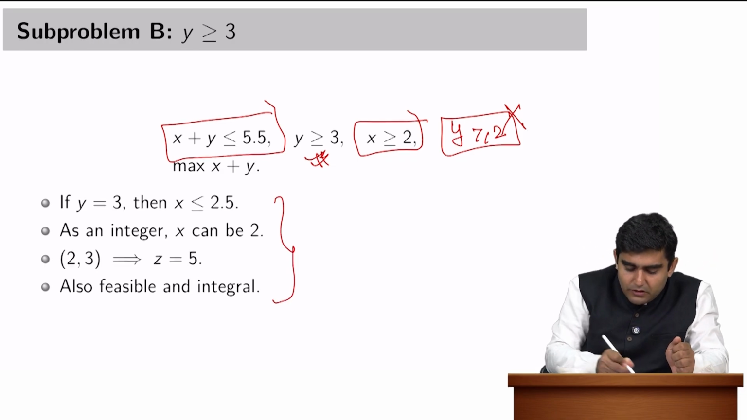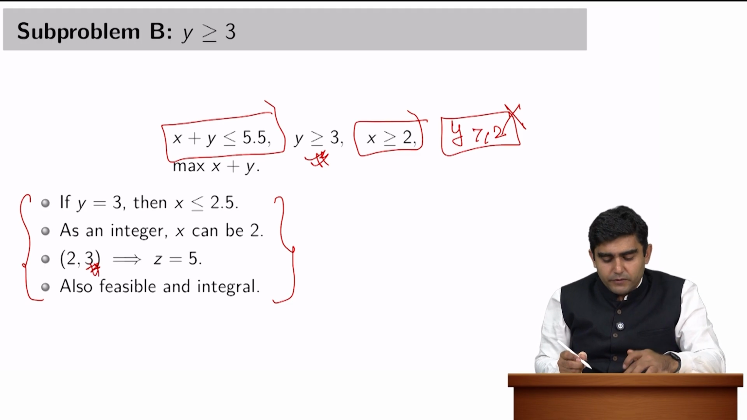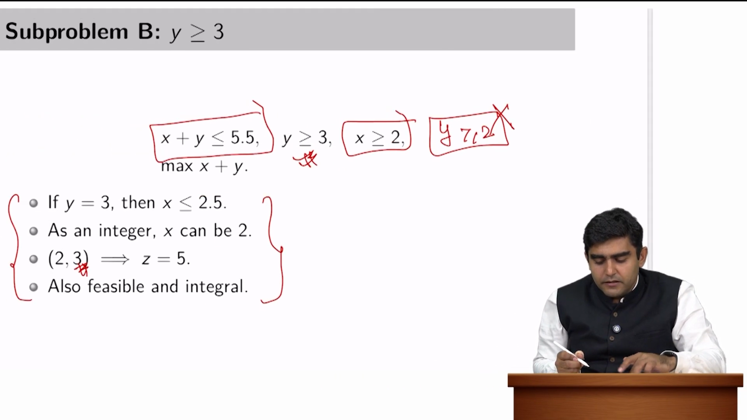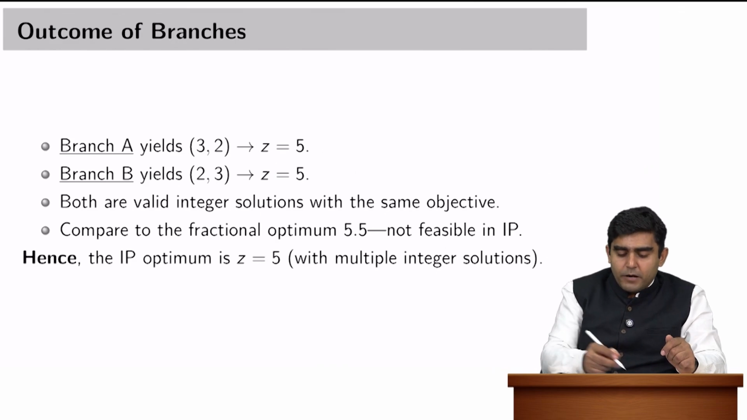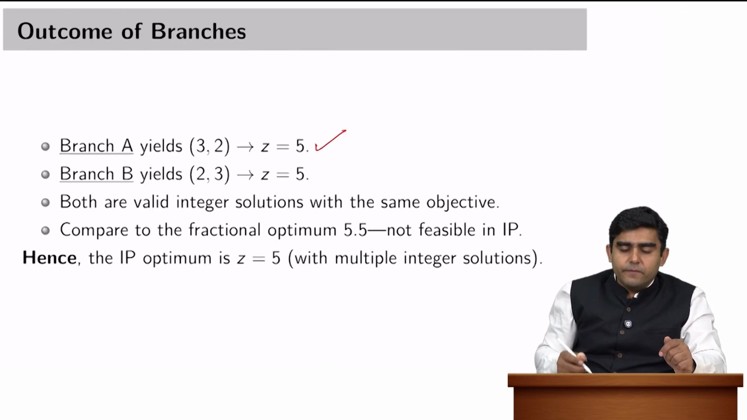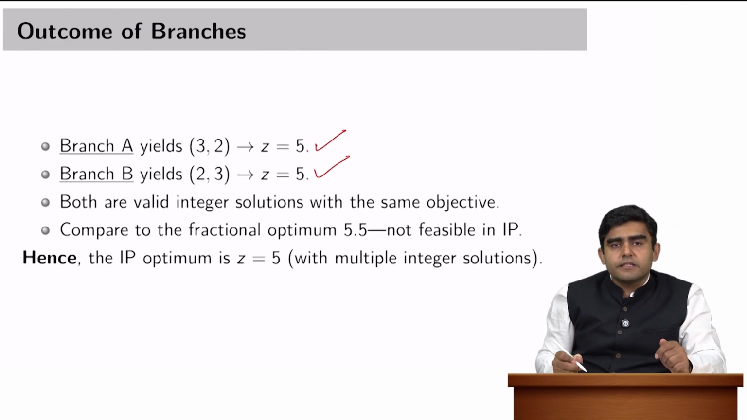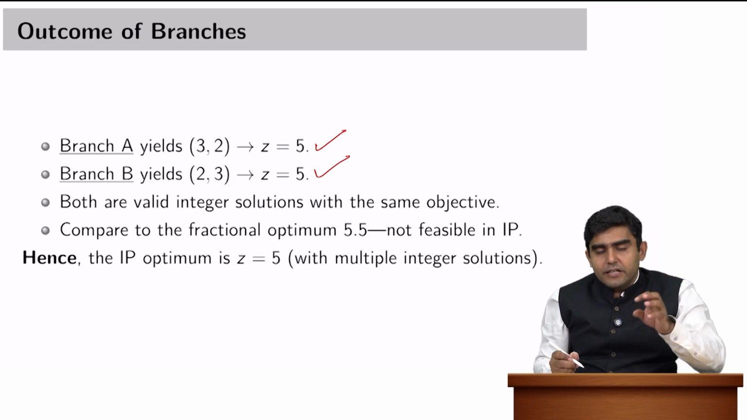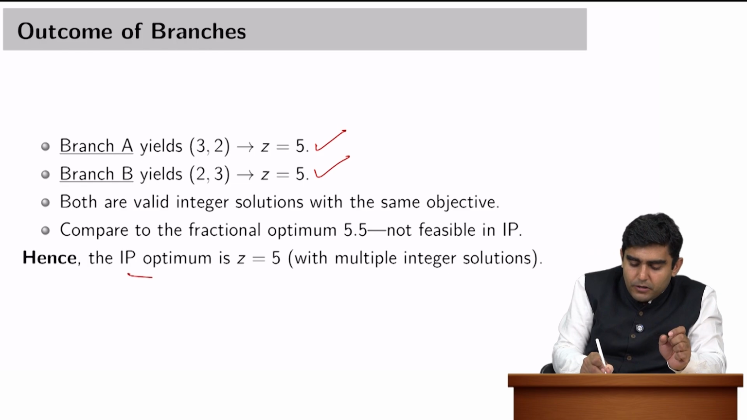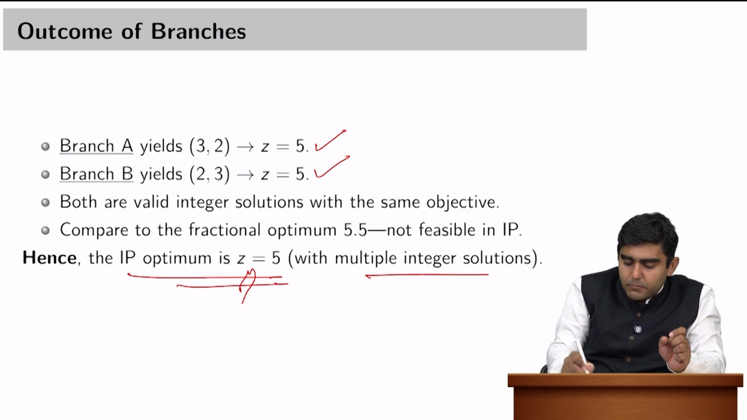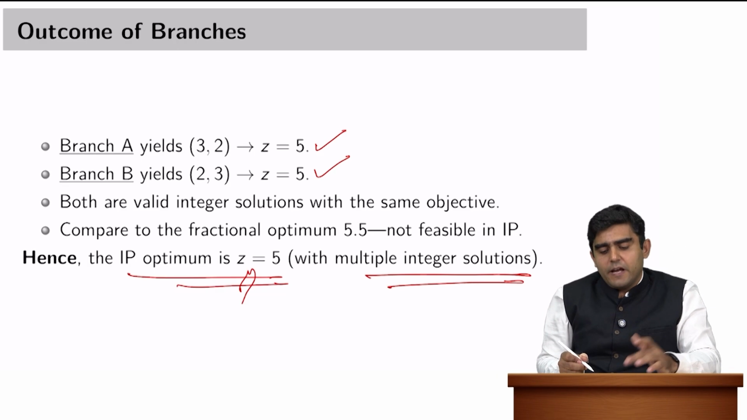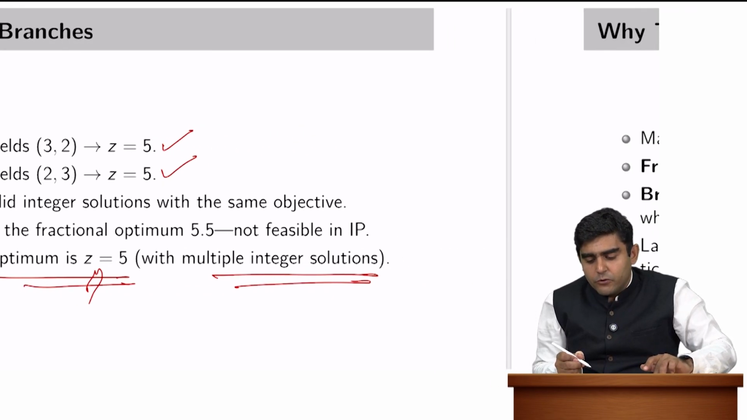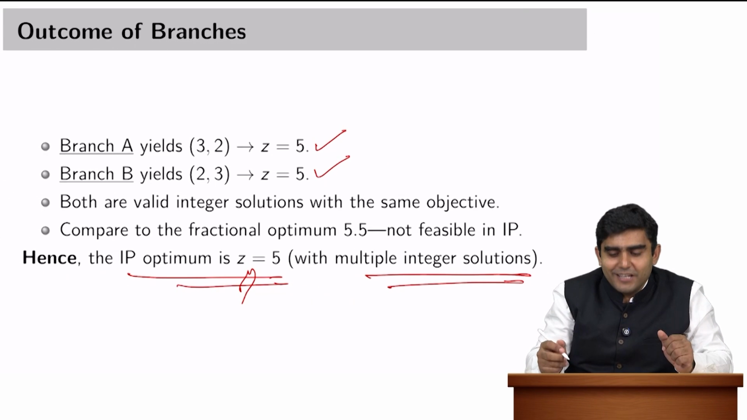So again I solve this, again I get this answer as 2, 3, z equal to 5. Again this is feasible and integral. So branch A yields us z equal to 5, branch B yields us z equal to 5, both of them are acceptable solutions, both of them are integral solutions. So this IP optimum is indeed 5 with multiple integer solutions, which should have been the case if we would have gone by the obvious calculations.